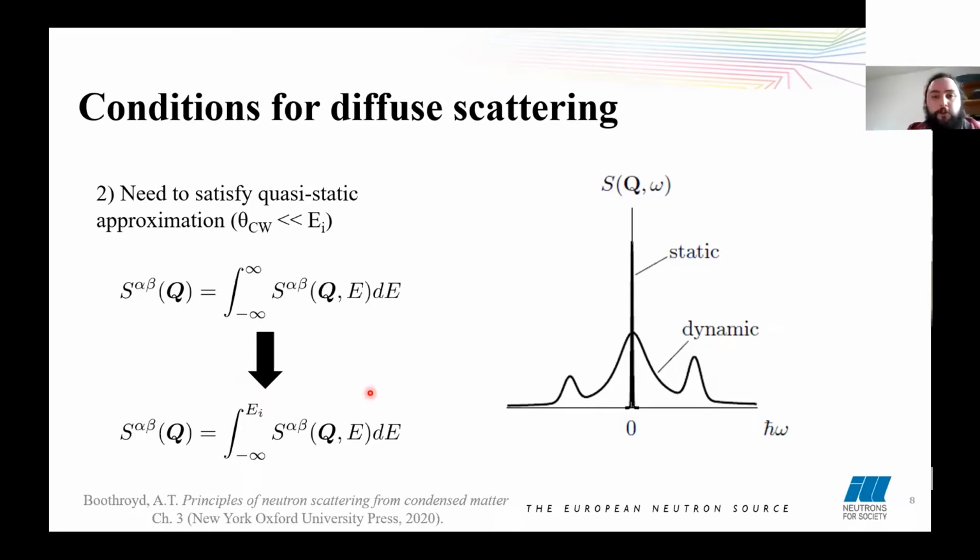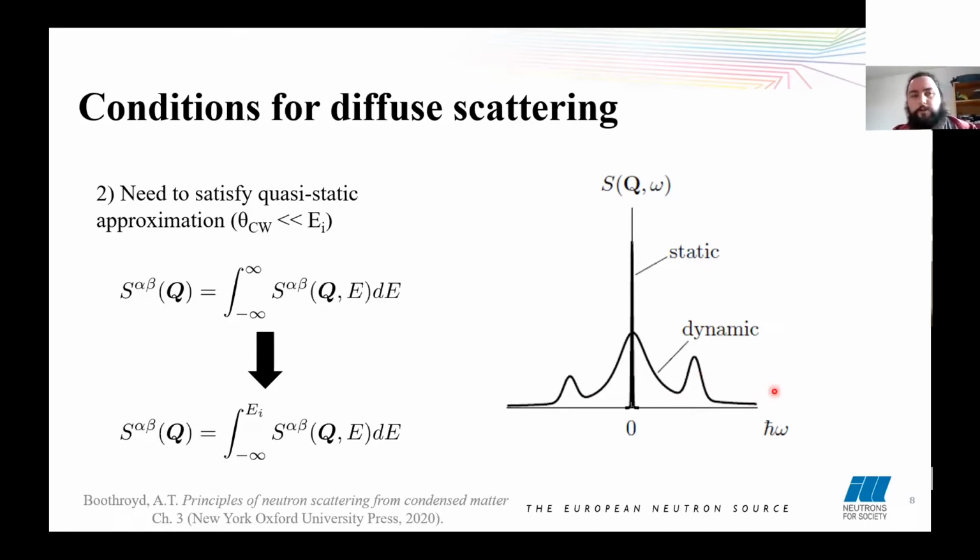But this gives us a new problem, and this is the fact that if our incident energy is too small, then we might miss some spectra. We won't see the full diffuse or the full diffraction picture. You see in this schematic here, if our incident energy is at around this minimum, then we won't be able to integrate over everything because we will miss this peak here at higher energies.